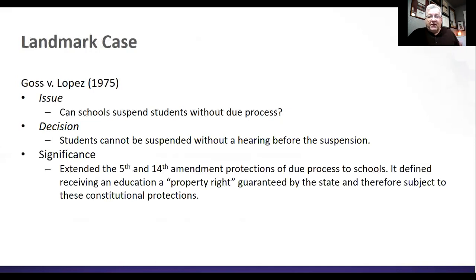So the significance of the Goss versus Lopez case is that it extended those Fifth and 14th Amendment protections of due process to schools. And it defined that receiving an education is a property right that's guaranteed by the state. And therefore, because of the 14th Amendment, if it's guaranteed by the state, it's also subject to these constitutional due process provisions. So here's the point. You can't take away a kid's education in any way without having a procedure or a process. And so that's what this whole thing is really about.